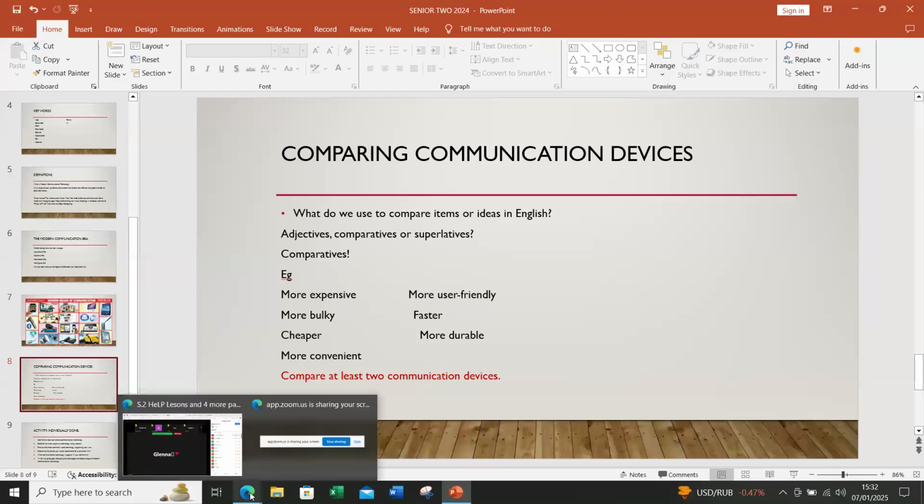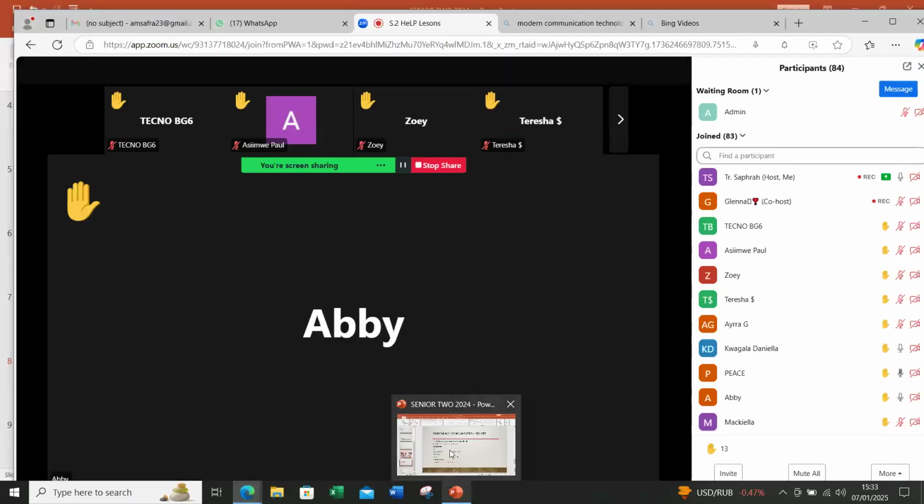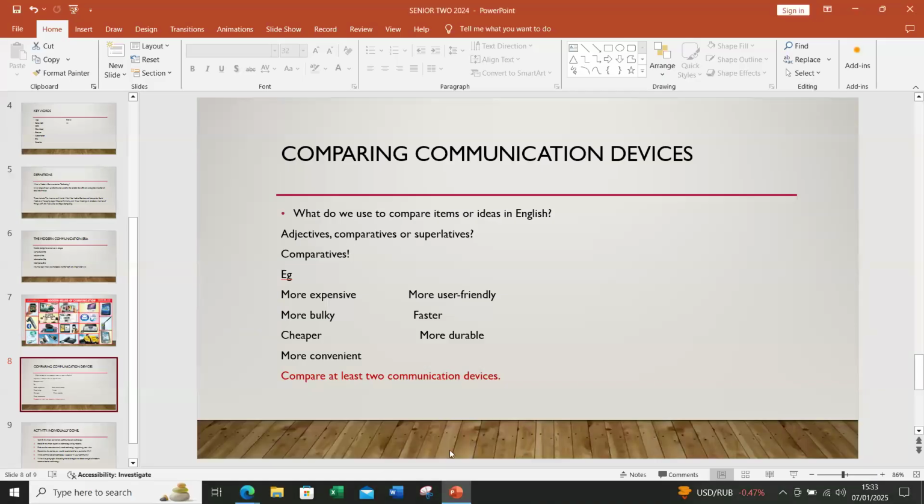Comparing communication devices. What do we use to compare items or ideas in English? Adjectives, comparatives, or superlatives? Comparatives, e.g., more expensive, more bulky, cheaper, more convenient, more user-friendly, faster, more durable. Compare at least two communication devices.